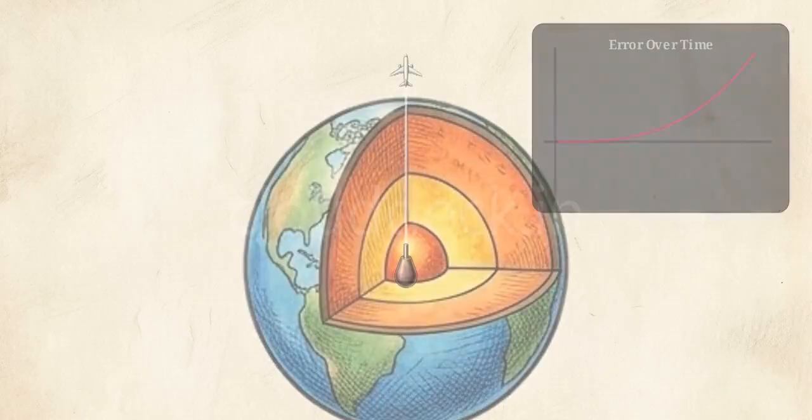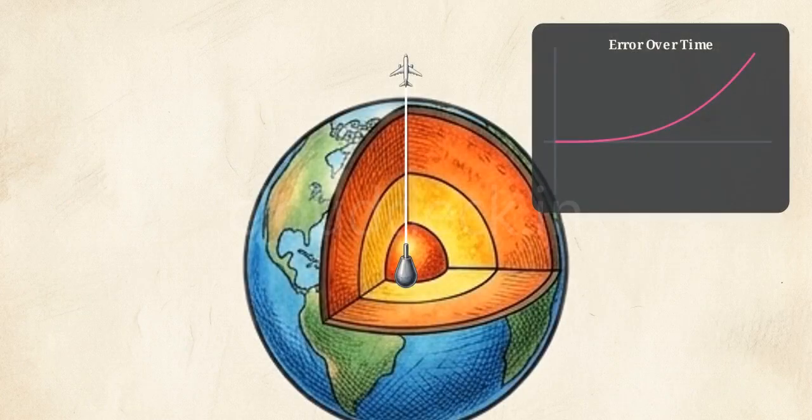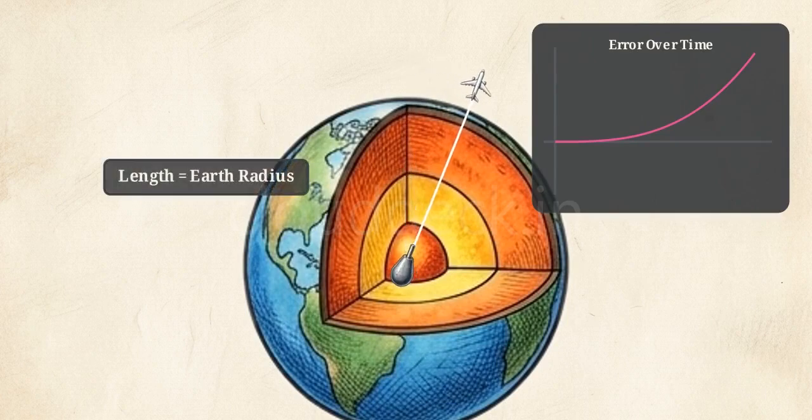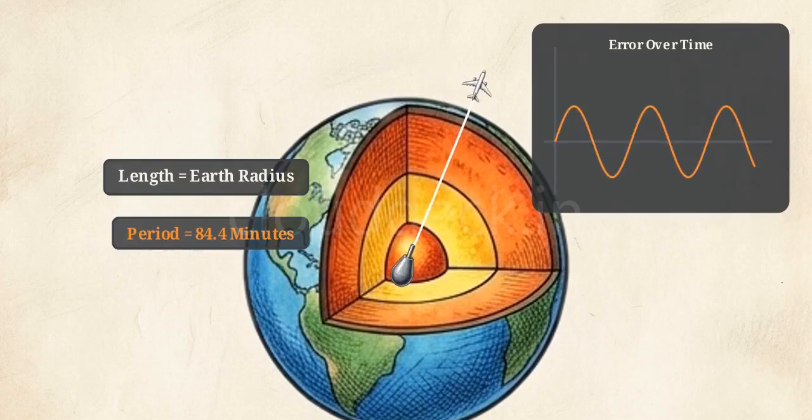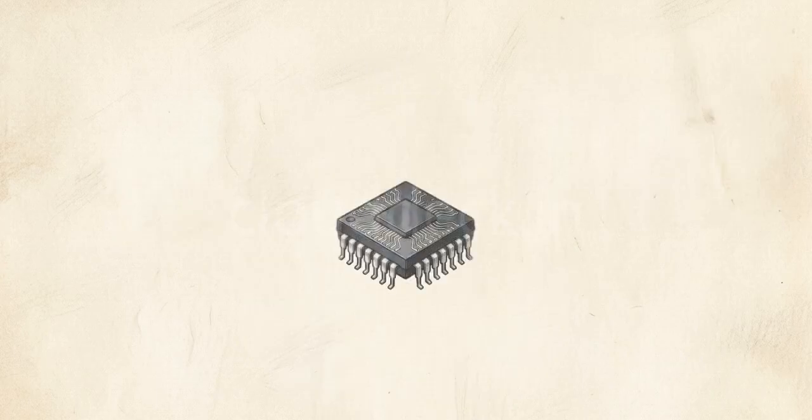This diagram illustrates the mathematical fix known as Schuler tuning. Engineers tuned the system to behave exactly like a pendulum spanning the Earth's radius, swinging in an 84.4-minute arc. This traps the gravity error in a bounded oscillation, preventing it from compounding. The modern evolution of this concept is the ring laser gyroscope.